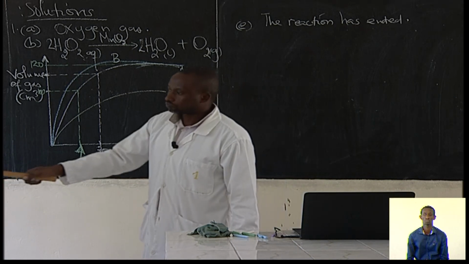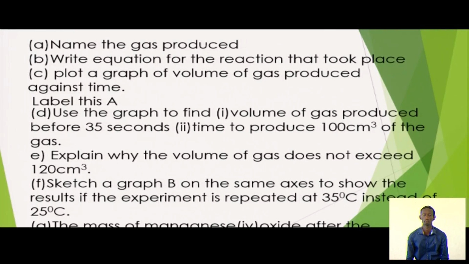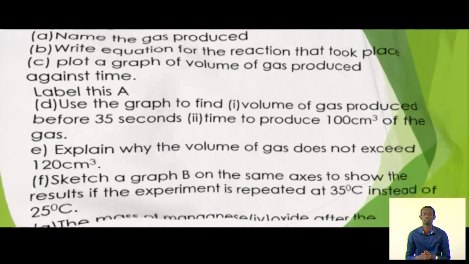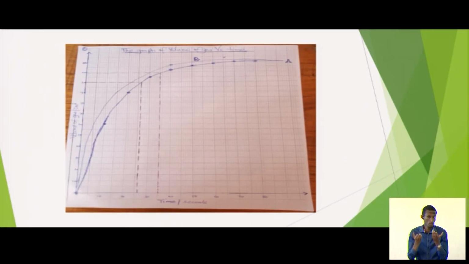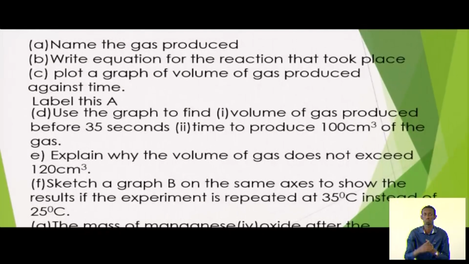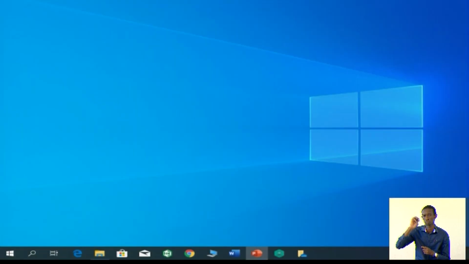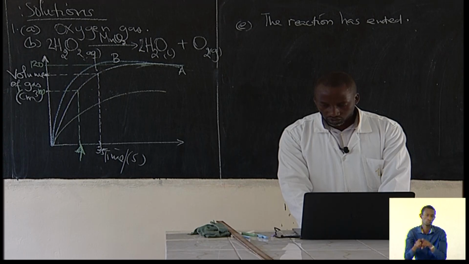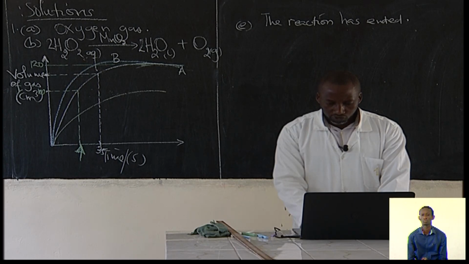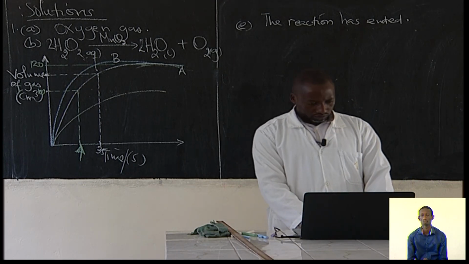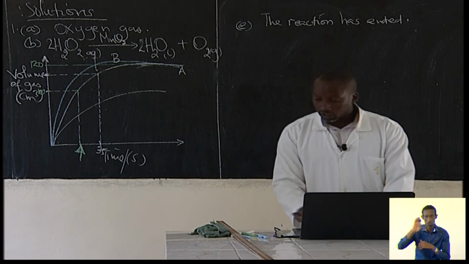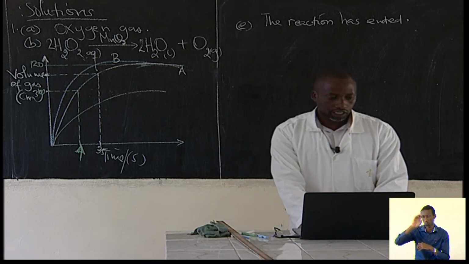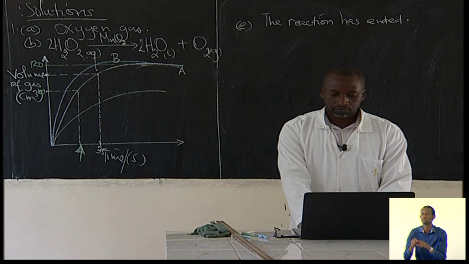The next question: the mass of manganese 4 oxide after the experiment remained constant. I think after the experiment remained constant. I just want to make that one a bit more clear. Remained constant at the end of the experiment.